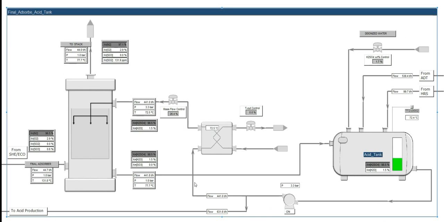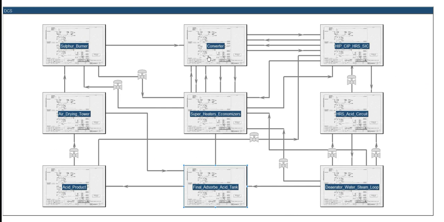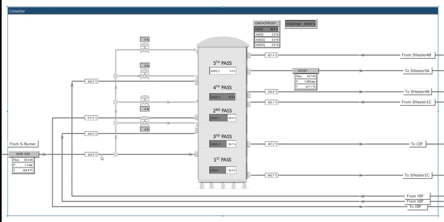If we go to the final absorber tank, now we can see that our oxygen level going to the stack is restored to close to 3%. If we go back to the converter, we can check the temperature: bed inlet temperature 425, second bed 425, third bed 425, fourth bed 425, so the control has done its job.